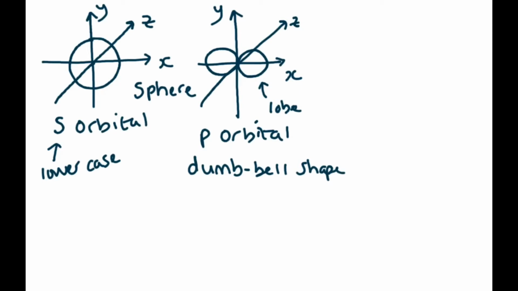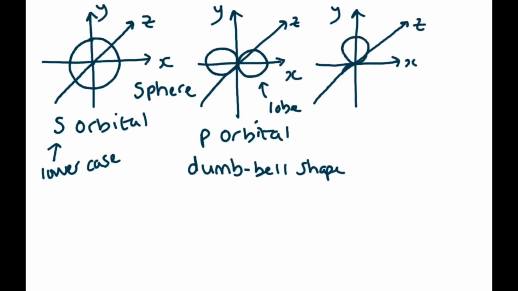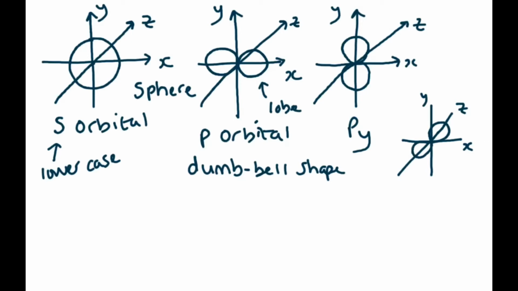That's a px, along the x-axis. There's also a py: if you have a dumbbell shape across the y-axis, that would be called a py orbital. And finally, you've also got a pz orbital along the z-axis.